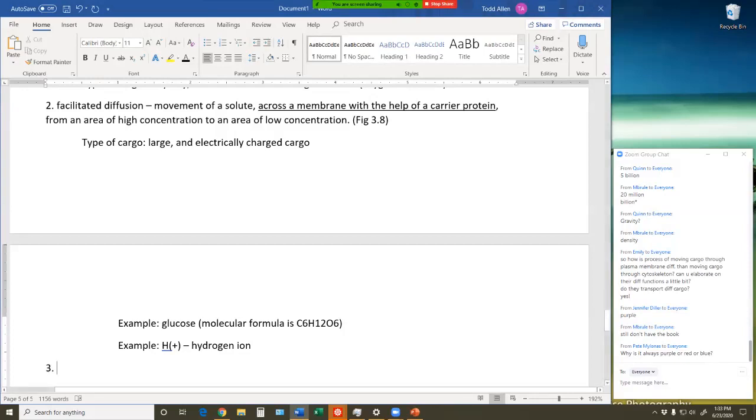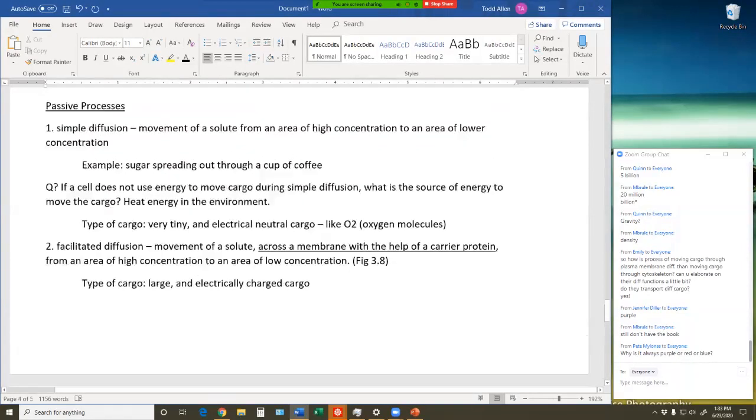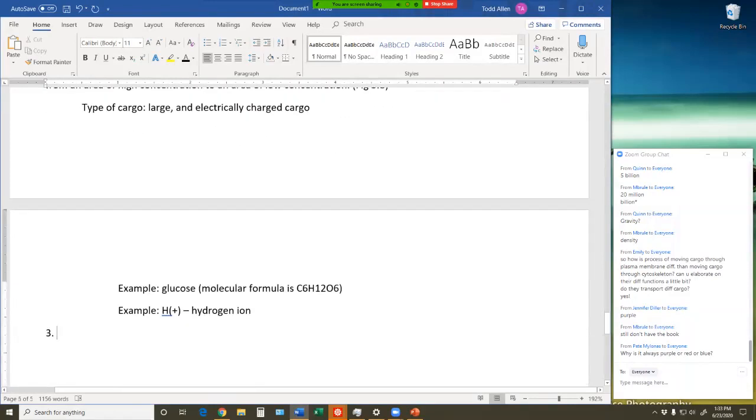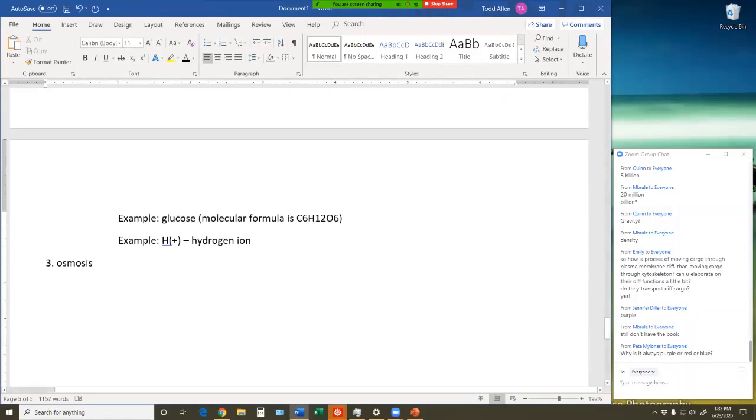So the third thing that I'll talk to you about, the third passive process, is osmosis. Now, osmosis is a very involved topic. Without a doubt, it's probably one of the more complicated things we talk about here in this chapter. So osmosis, let me give you the big English definition.